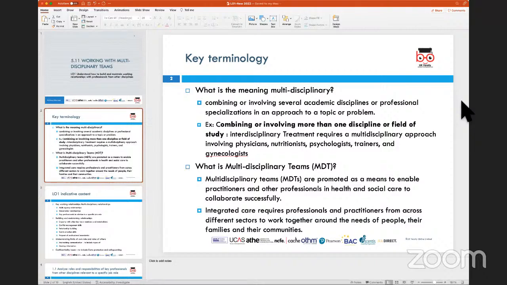Now, if we filter it down specifically to the area of health and social care, we would define this as an approach wherein we try to find a treatment to a disease, to a problem. And that could involve a lot of people working together: physicians, nutritionists, psychologists, trainers, gynecologists, doctors, nurses, healthcare workers. That is where the multidisciplinary approach can be seen within the health and social care sector.